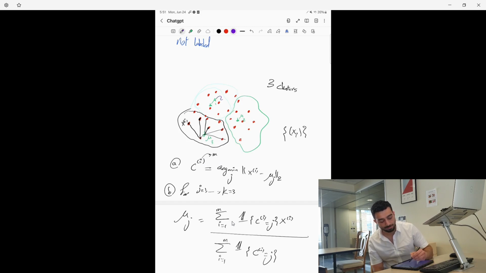New mu1 is, for example, all of the ones that are in this light blue cluster, and it will be the mean of them. So I will draw the mean of them, and it probably is somewhere here. So this is the mu1 hat. Mu1 hat, then there will be mu2, mu1 new, mu2, then this will be mu3, right?